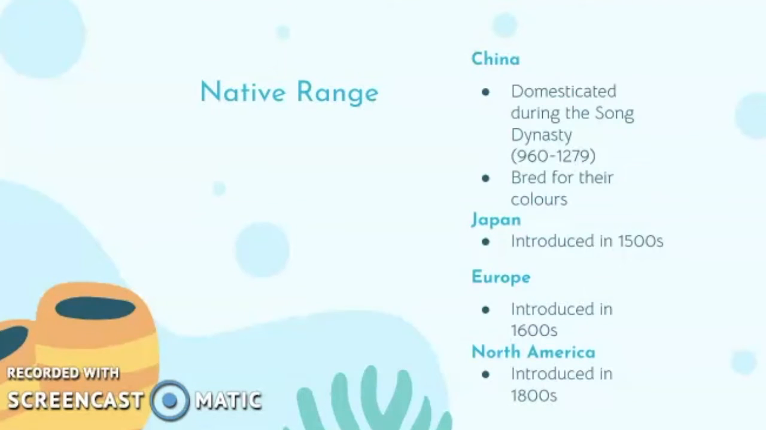So they originated in China and they were domesticated during the Song Dynasty between 960 to 1279, and they were bred for their colors. Later, they were introduced in Japan in the 1500s. They were also introduced into Europe in the 1600s and North America in the 1800s. They're currently found on all continents except Antarctica. And they were purposely introduced as ornamental decoration due to their color.